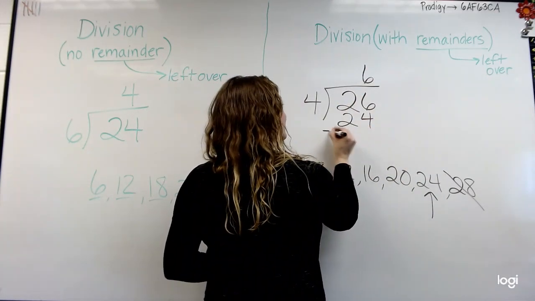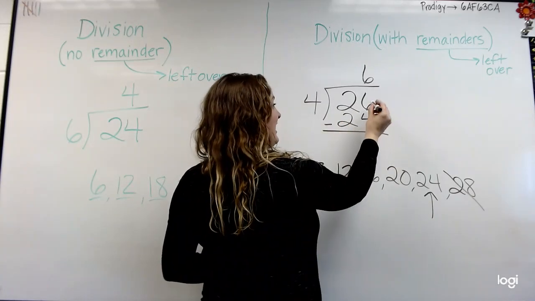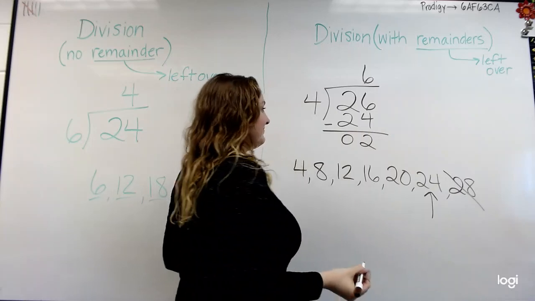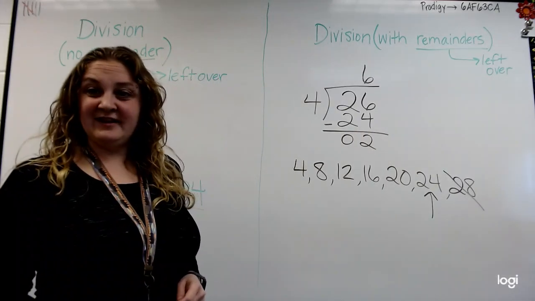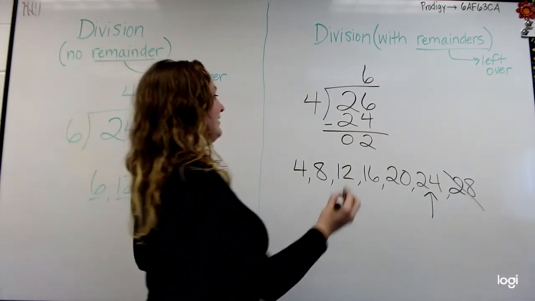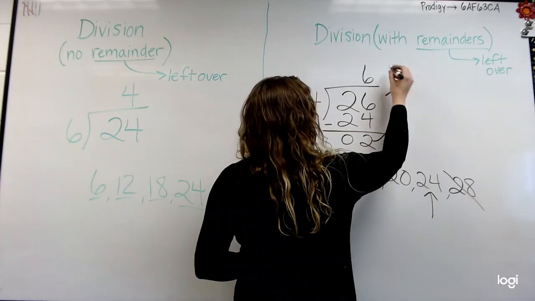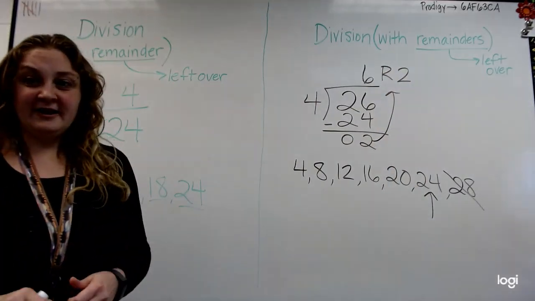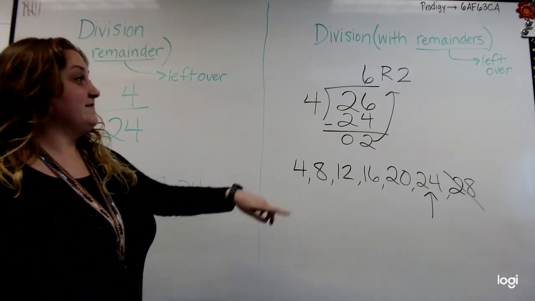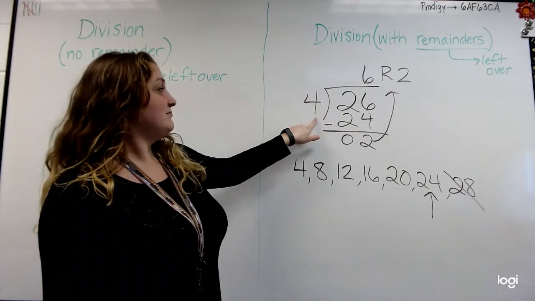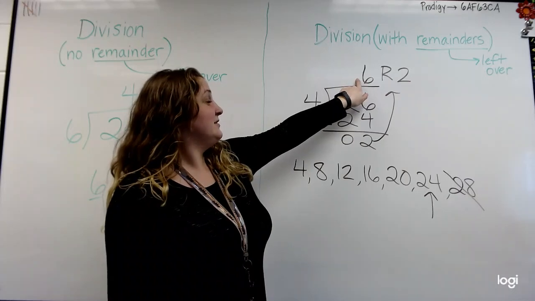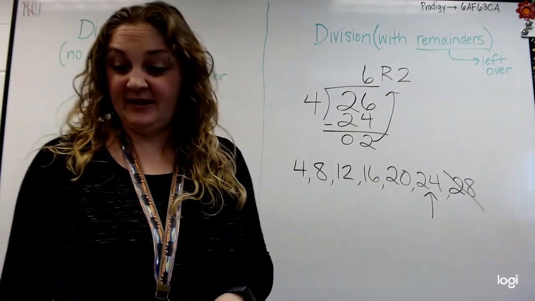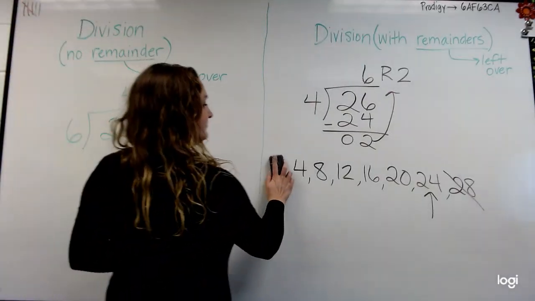All right, now when I subtract, 6 minus 4 is 2. 2 minus 2 is 0. Can I just leave it like that? Nope. This 2 needs to run up here. 6, remainder, 2. All right, now what that means, if I divide 26 into 4 groups, I will have 6 groups of 4 with 2 left over. Okay, it doesn't split up evenly. All right, let's try another one.